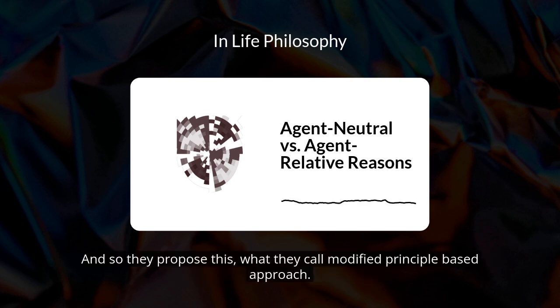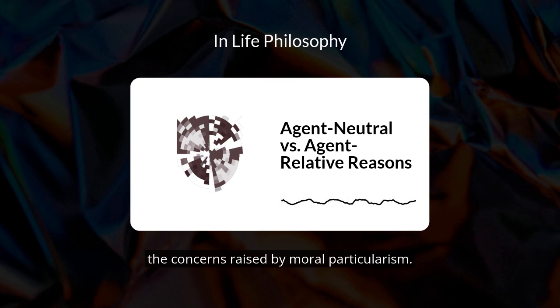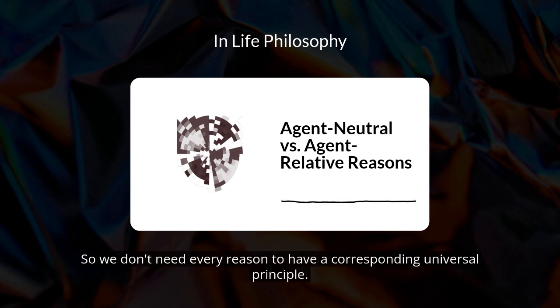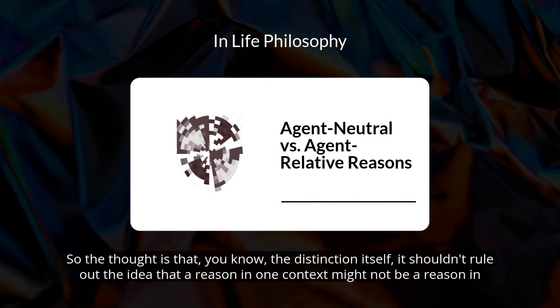Yeah, and so they propose what they call a modified principle-based approach. The idea here is to try and capture the intuitive appeal and the clarity of the principle-based view, but to do so in a way that's sensitive to the concerns raised by moral particularism. Right. And so the key move here is to relax Nagel's requirement of universality for reasons. Okay, so we don't need every reason to have a corresponding universal principle. Right, exactly. So the thought is that the distinction itself shouldn't rule out the idea that a reason in one context might not be a reason in another context.